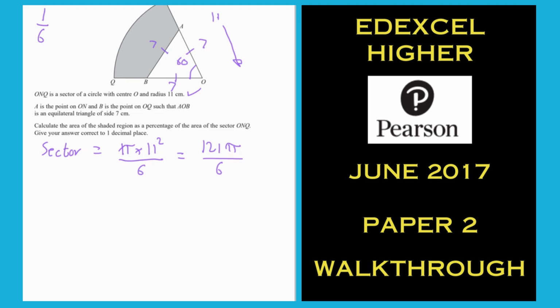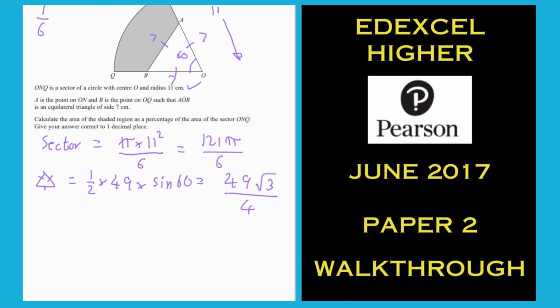Now let's do the area of our triangle. So it's non-right angled, so it's half AB sine C, or in other words, a half times A and B, which is 7 and 7, which is 49, times sine 60, root 3 over 2, etc. But you've got your calc, so your calc will spit out 49 root 3 over 4.